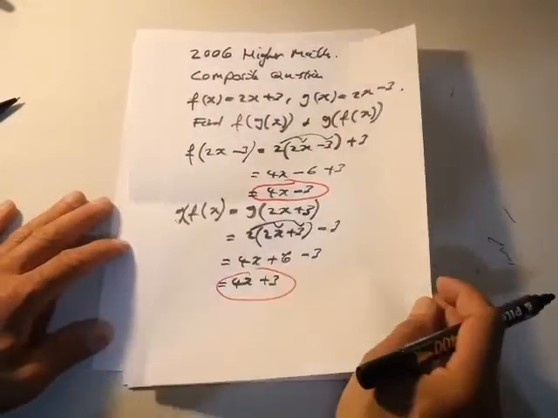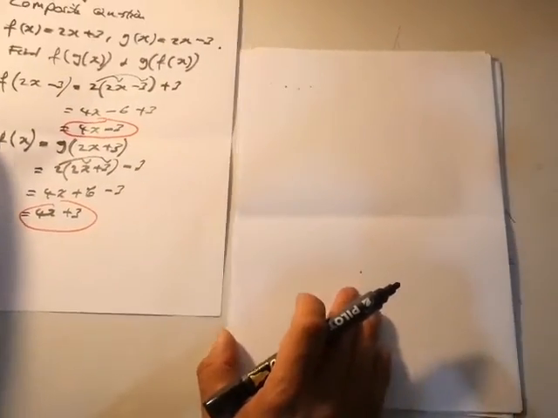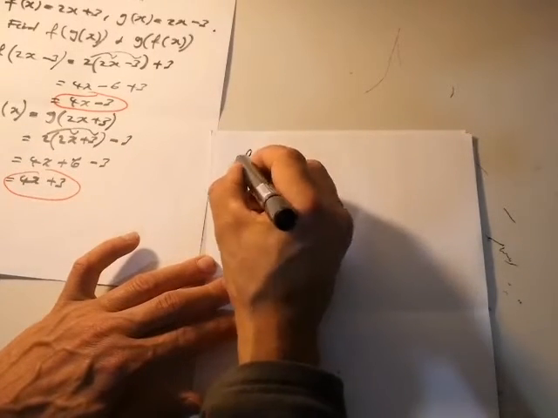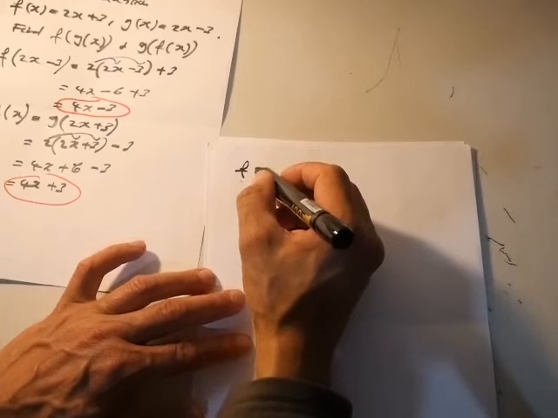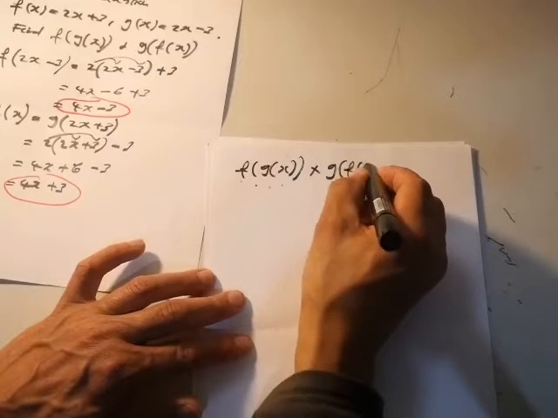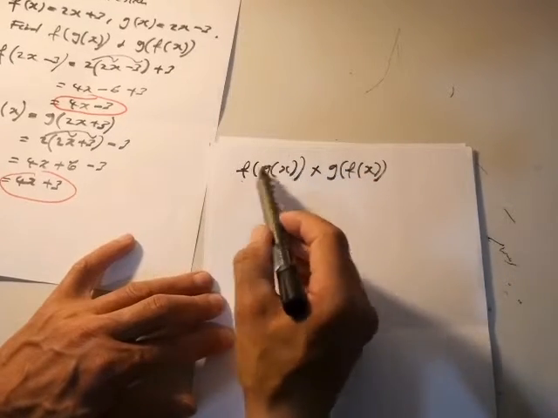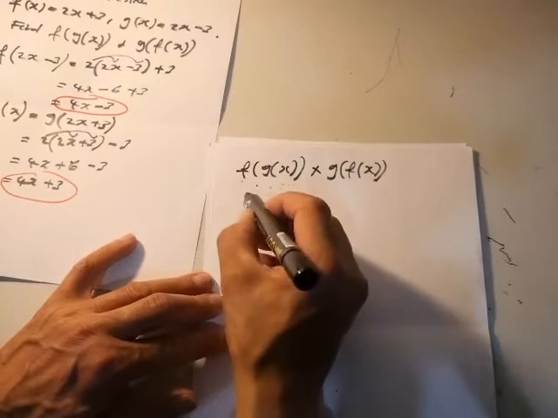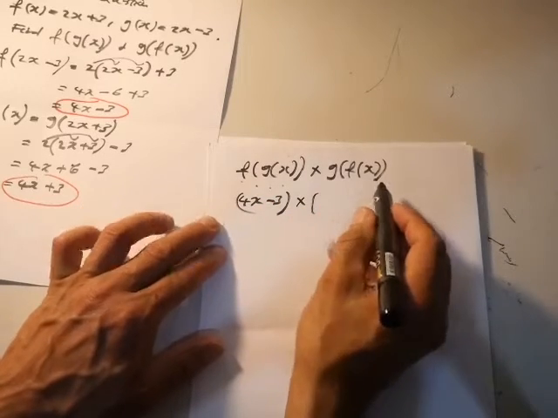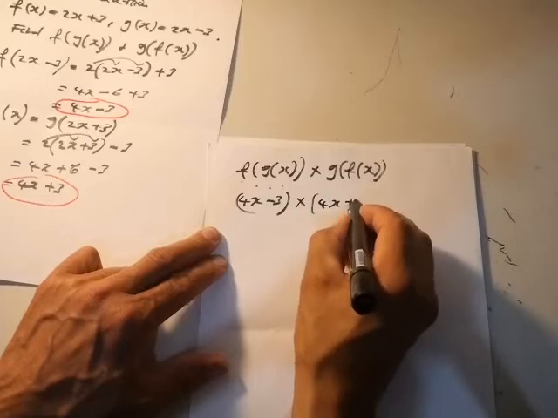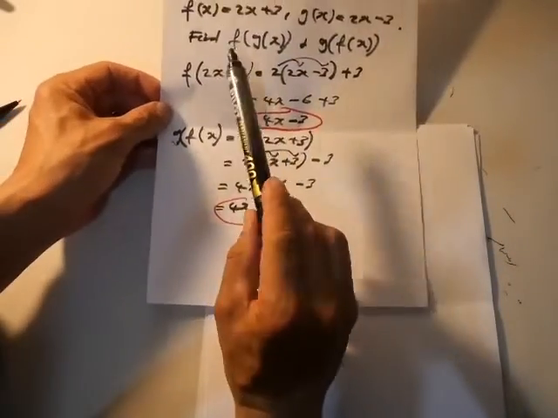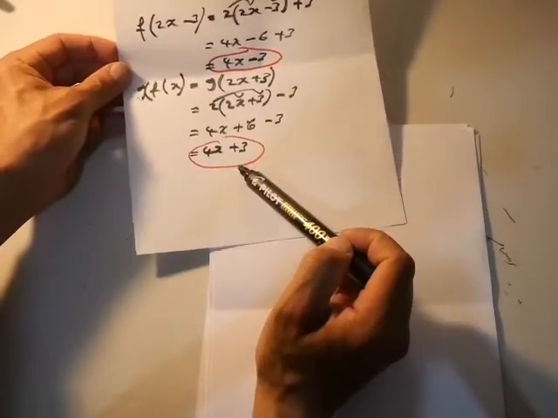So next we are asked to determine the least possible value of f of g of x times g of f of x. So basically you're going to multiply these together. We know that f of g of x equals 4x minus 3, and then multiply that by g of f of x, which is 4x plus 3. We found that out earlier.